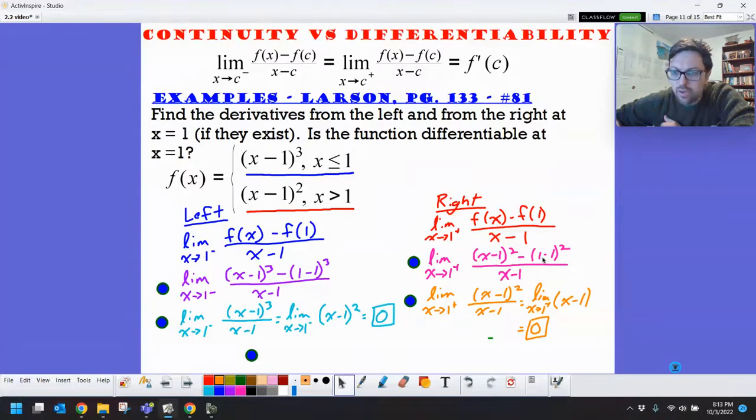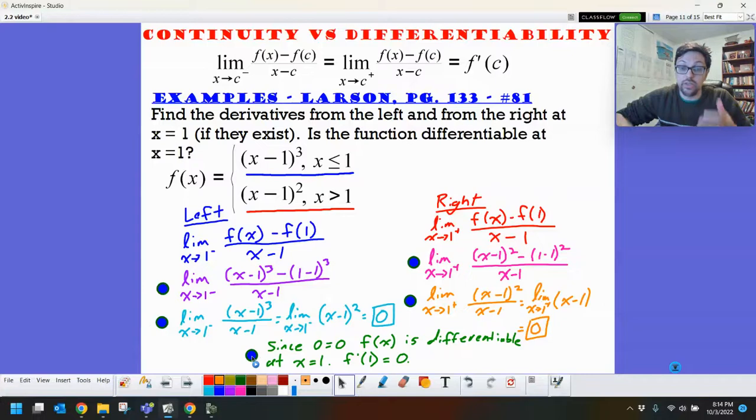Then we take a look: 1 minus 1, well, that's just 0. And so we have x minus 1 squared over x minus 1. We can cancel again, so now we only have this x minus 1, and we get 0. Since those two slopes, not the limits of the function, since the slopes' limits are equal, we can say that this function is definitely differentiable at that point, since the two derivatives on the left versus right are equal.